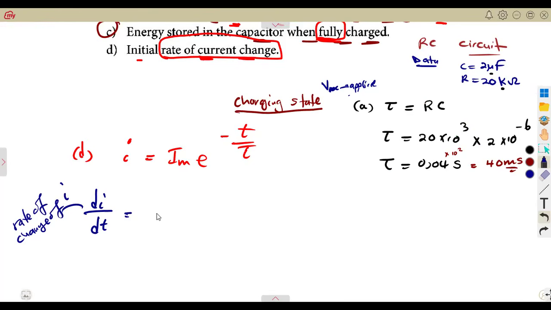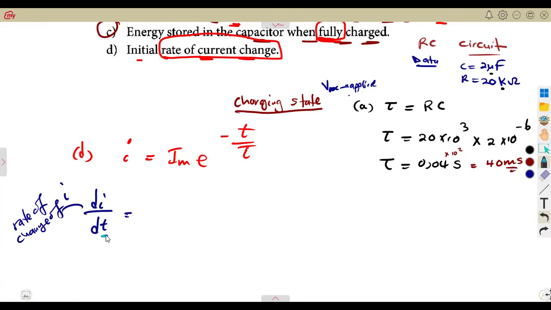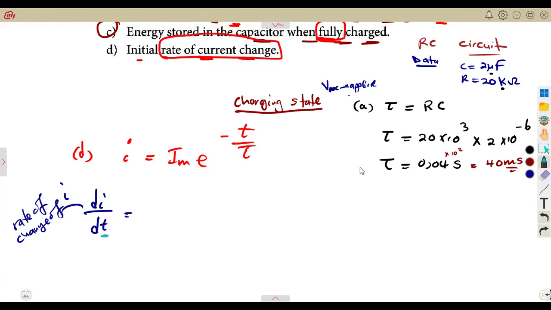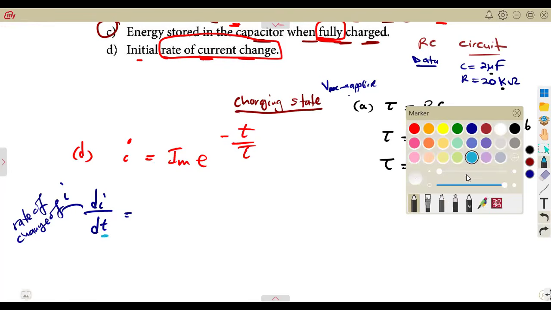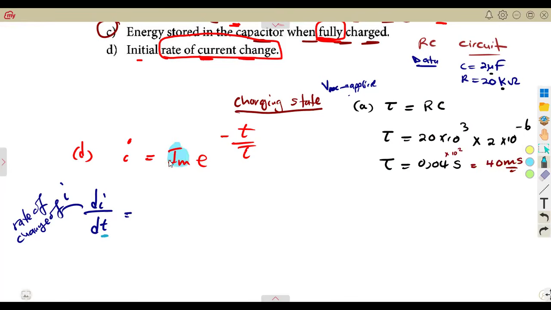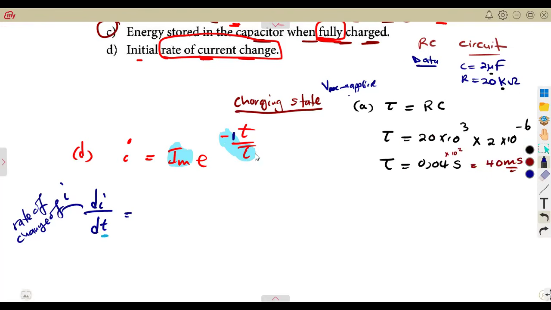So what is the derivative? Remember, it is with respect to what? With respect to time. So everything here, which is not t, becomes a constant. What am I trying to say? Everything that we see on this other side, which is not t, becomes a constant. Im becomes a constant. Minus 1 over tau, this one, becomes a constant. Remember, this is minus t over tau, so it's like minus 1. There's a 1 there that is affecting. So that minus 1 over tau becomes a constant.